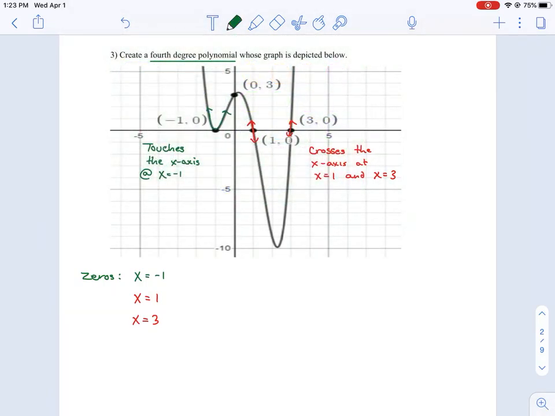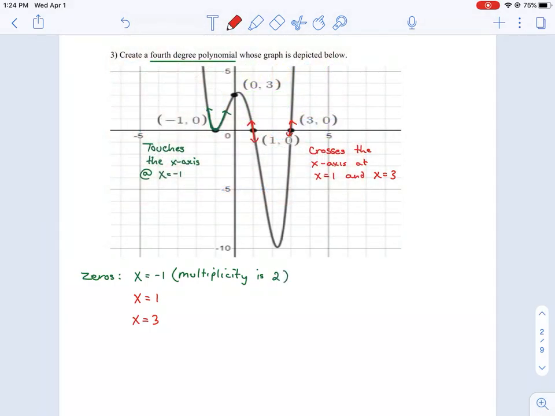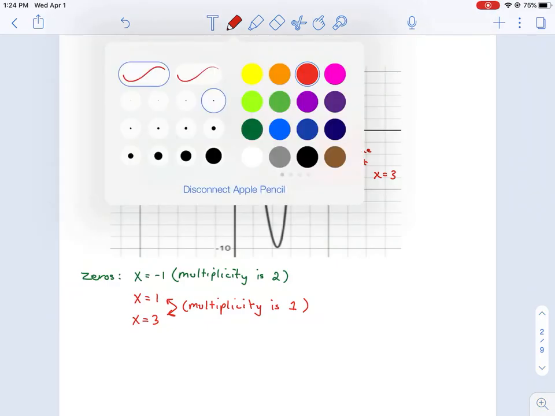So taking a look at the graph again, notice the graph touches the x-axis at x is equal to -1. So we're going to conclude that the multiplicity is 2. The graph crosses the x-axis at 1 and 3, so we're going to conclude that the multiplicity for these two roots is 1.